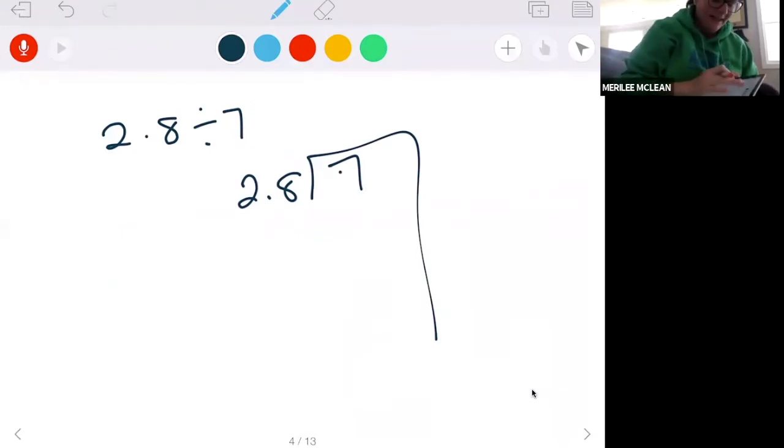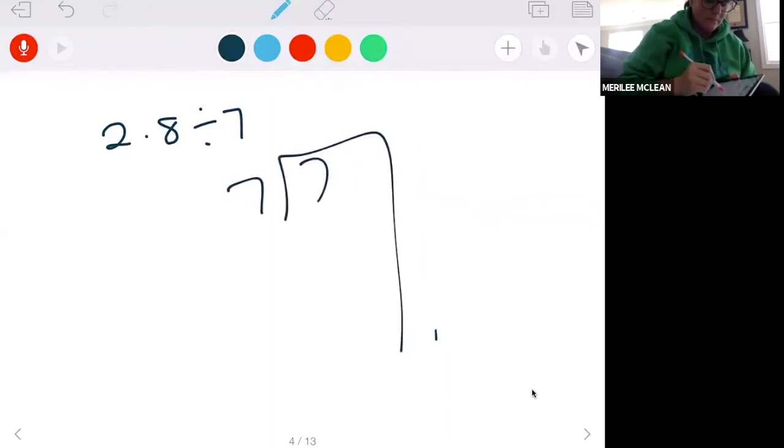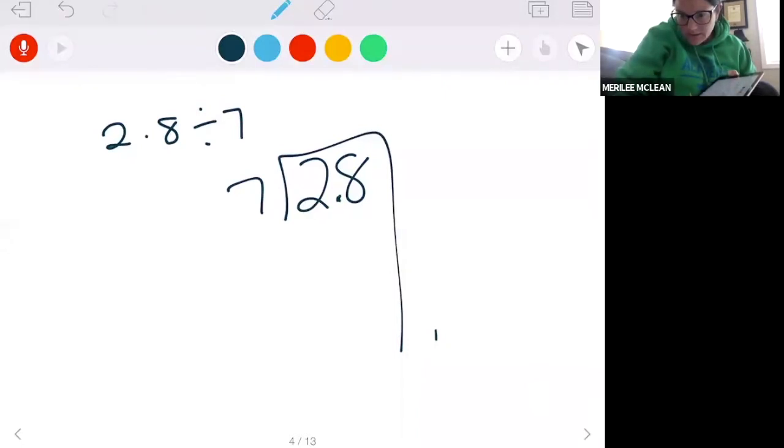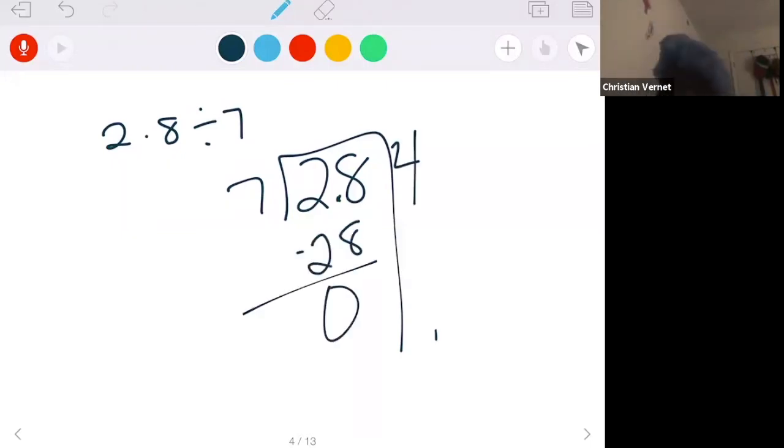So here we go. 28 divided by 7. How many times can 7 go into 28? Show me with your fingers. 4. Okay, so we have 4.